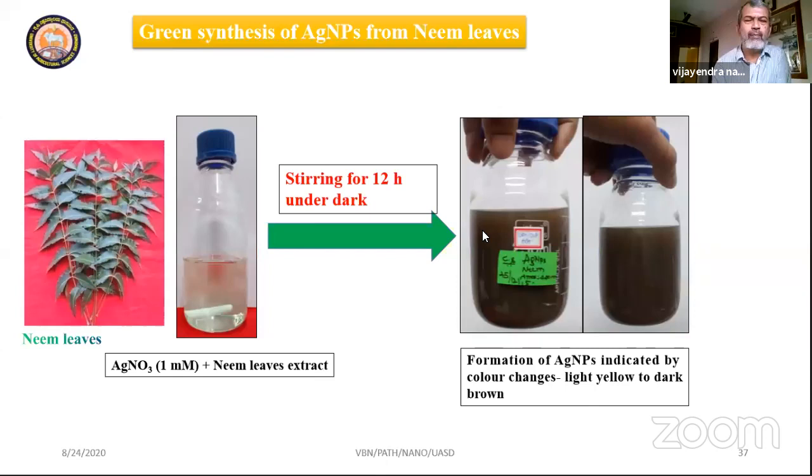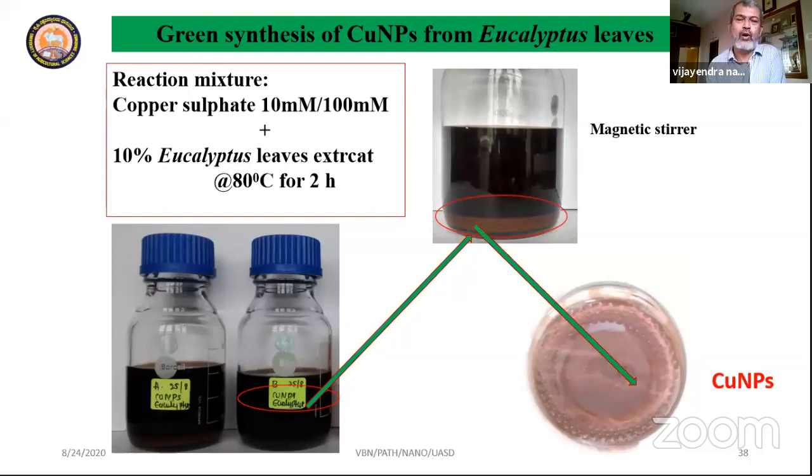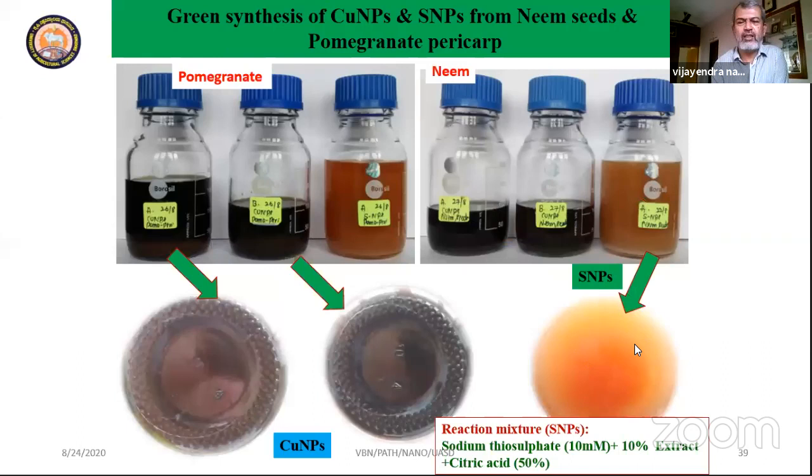One we did in the sunlight. The second one we did in dark condition, going for stirring. You can synthesize nanoparticles. Similarly, with eucalyptus leaves, we can synthesize copper nanoparticles. Like this, copper, and sulfur. We have to say that sulfur is a non-metal.